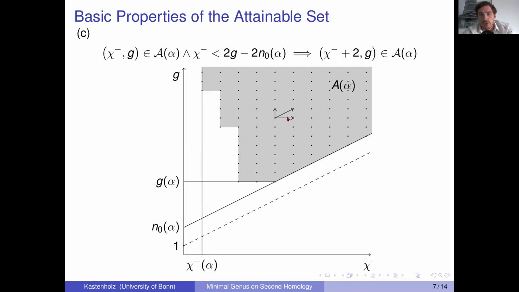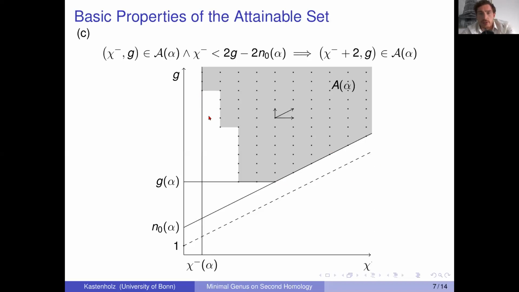And of course, I can only do this as long as I'm not on the minimal number of non-spherical components. And this immediately gives you that, for example, the genus representative here can always be chosen to be as connected as possible, while the chi minus minimizer is very far away from this line here. So it's as disconnected as possible. So this is what I meant before by having these different kinds of objectives, that they want to be as disconnected or as connected as possible.